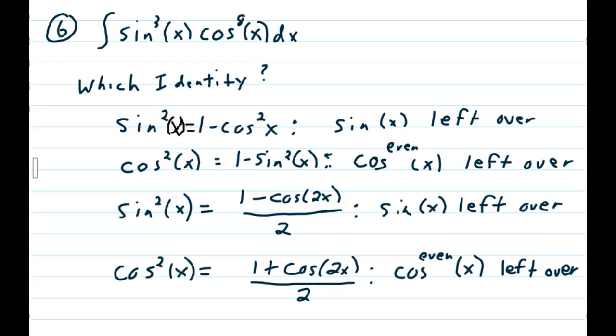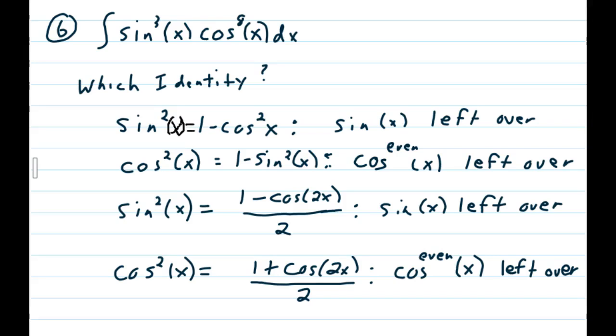If you did that, you would borrow 2 of the sine squareds, turn into 1 minus cosine squared, and you have a sine of x being left over at the back, which could end up being a du. If we chose cosine squared of x to equal 1 minus sine squared of x, you would end up getting an even number of cosines left over at the back. So we could keep doing cosine squared, cosine squared, and get a whole bunch of sines. But there'd be no cosine left at the back for u substitution.